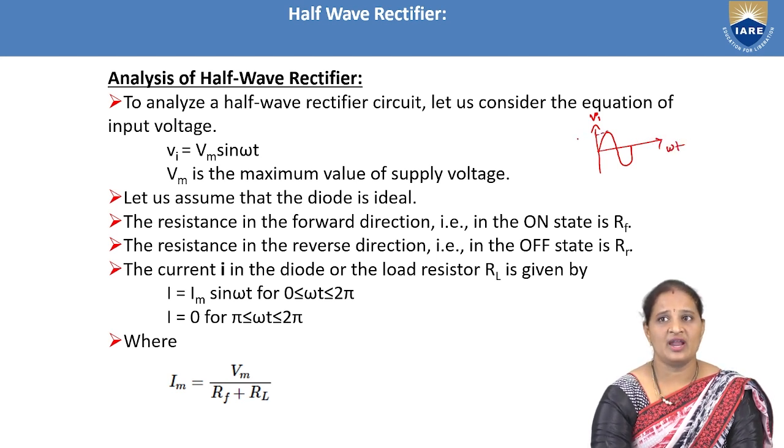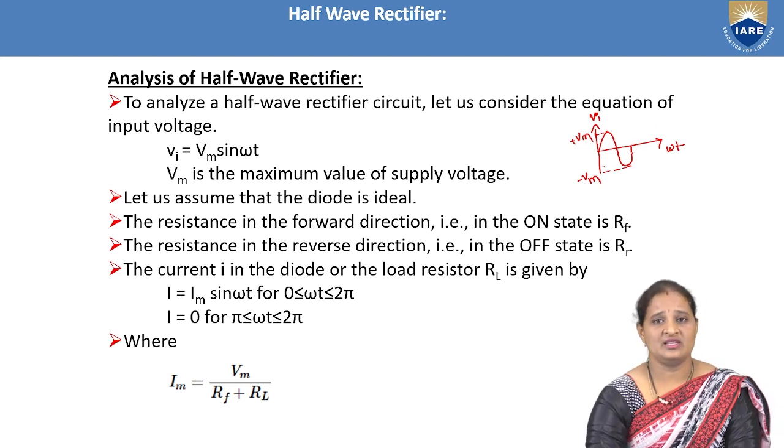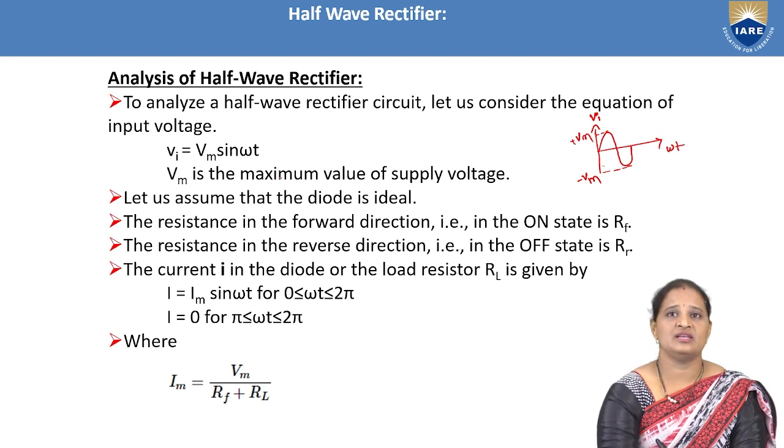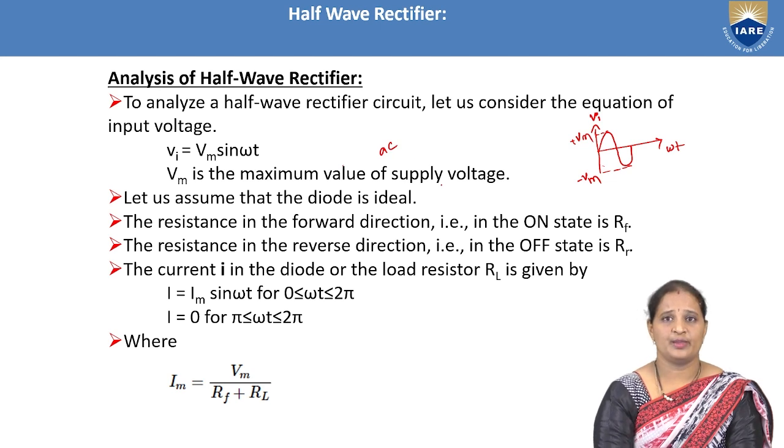As I told you, this is plus Vm and this one is minus Vm. Here we can mathematically represent this sinusoidal input AC signal as Vi = Vm sin(omega t), where Vm is the maximum value of the supply voltage. What kind of supply voltage is it? AC supply voltage.